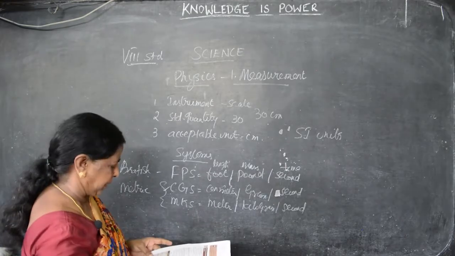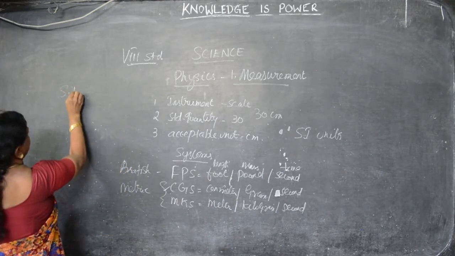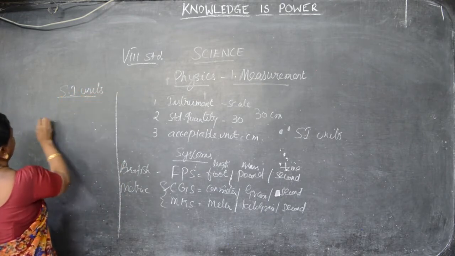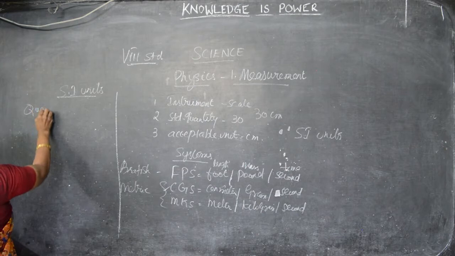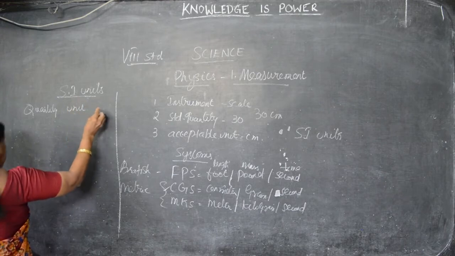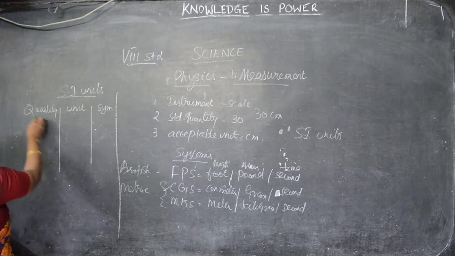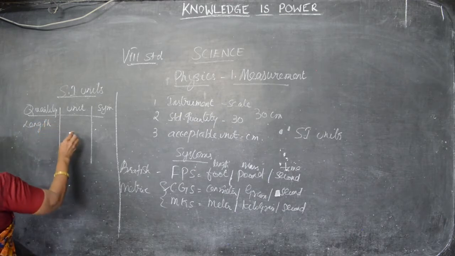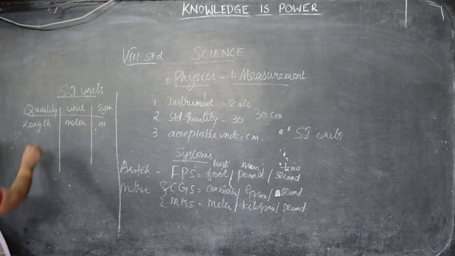As per the SI system of units, we can find out length too. For the SI system of units, we have to say the quantity, unit, and then the symbol. Quantity, unit, symbol. First one we have to say is length. That is meter, and the symbol is M. We measure length like this.